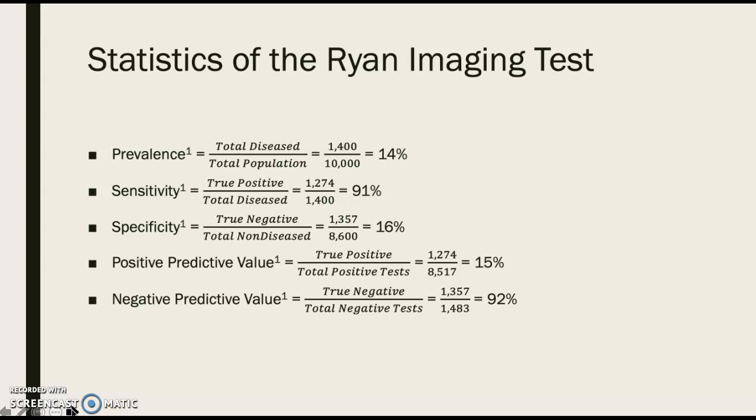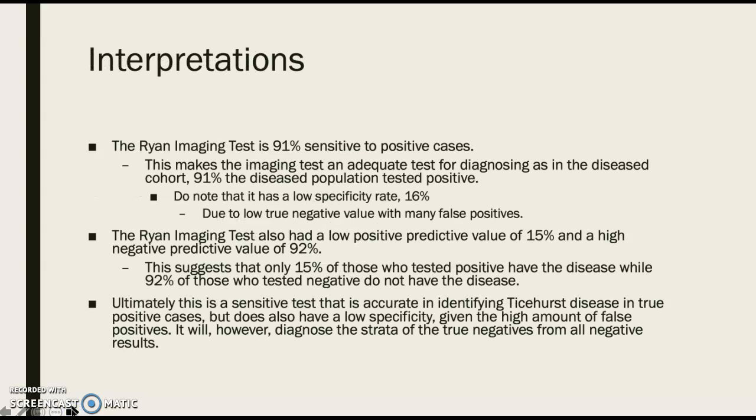To further understand the statistics and the validity of the Ryan imaging test, there are several statistical analyses that were performed. Prevalence being the percent of the population that had the disease, sensitivity, specificity, positive predictive value, and negative predictive value. So here are the interpretations from the results.